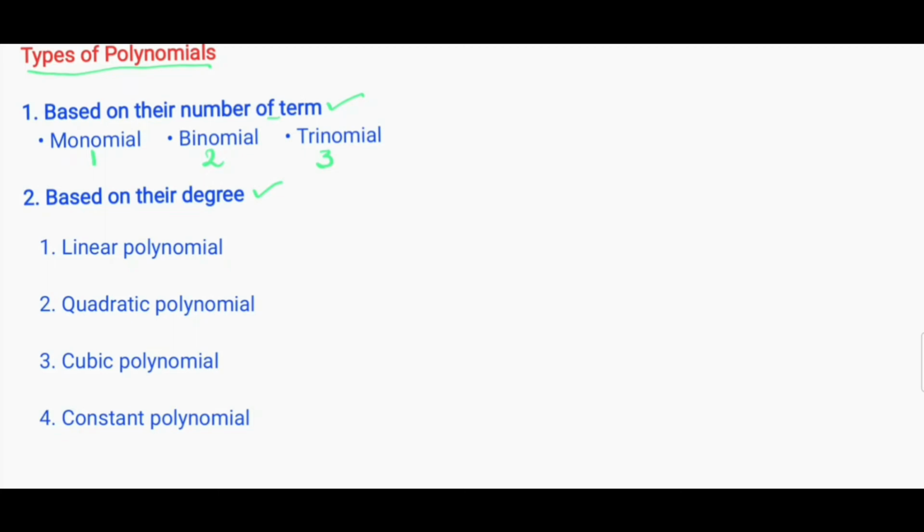Next we have types based on their degree. We have the linear polynomial. Linear polynomial means they have only degree 1. For example, if I take x plus y, they have degree 1. So this is a linear polynomial. Or x plus 2, this is also a linear polynomial.